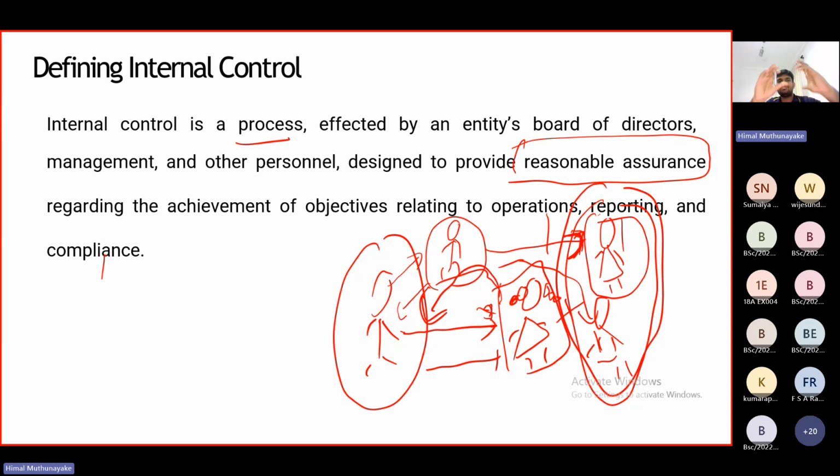So therefore, internal control is a process, and what we are expecting is a reasonable assurance. To have the reasonable assurance, what do we need to have? We need to have a quality internal control. And also, through the internal controls, we are achieving three objectives, right?